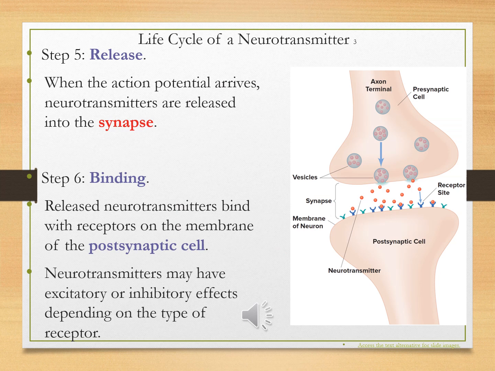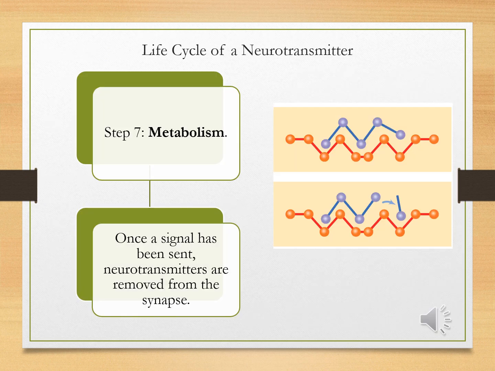When the action potential arrives, the neurotransmitters are released into the synapse, and then they bind. The released neurotransmitters bind with receptors of the postsynaptic cell, and then sometimes you get excitatory or inhibitory effects depending on the receptor. And then, like I said on the previous slide, with the metabolism, the neurotransmitters that release, such as serotonin, dopamine, and norepinephrine, have these specific transporters built into their terminals. And so the enzymes in the synapse metabolize or help to break down the molecules.